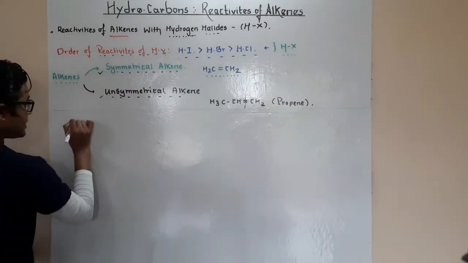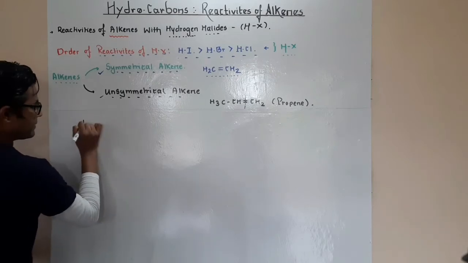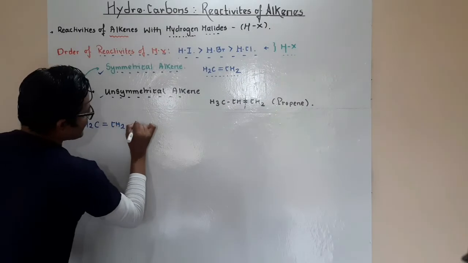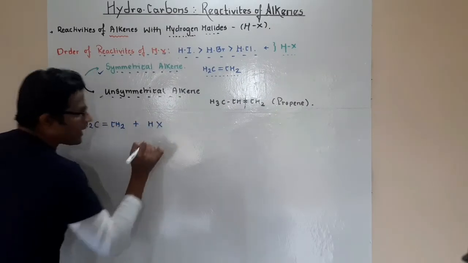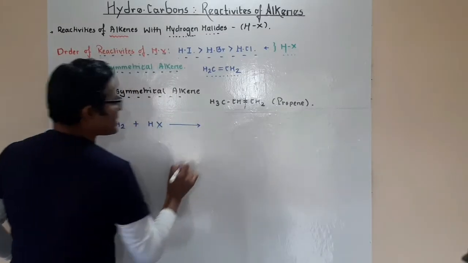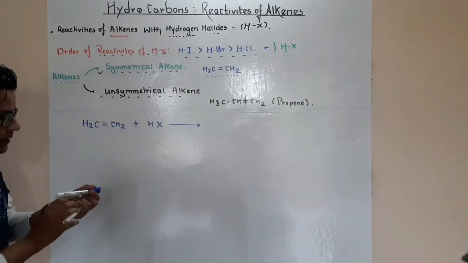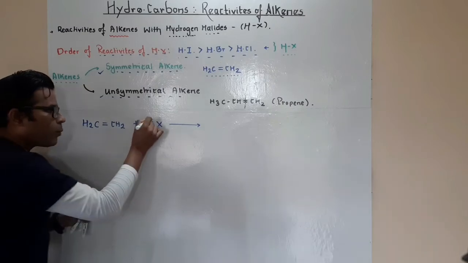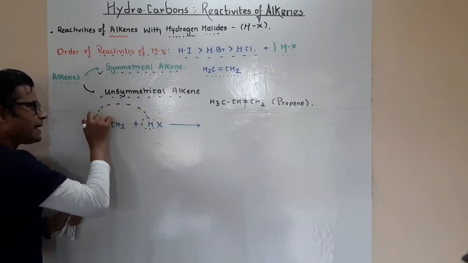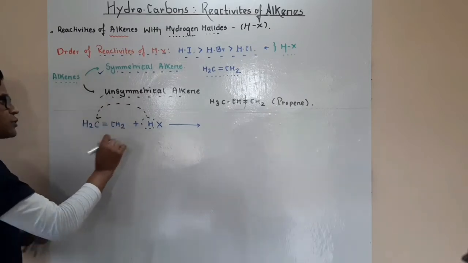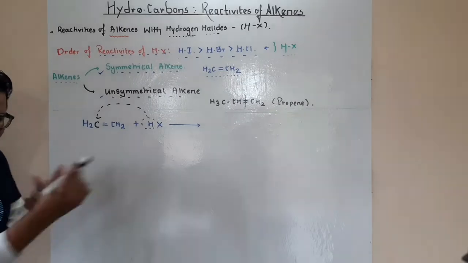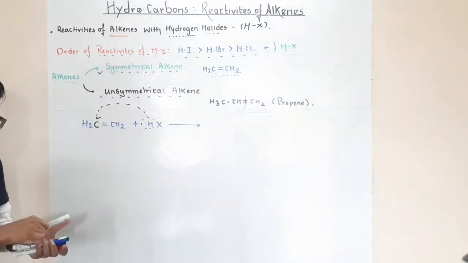So when we take a symmetrical alkene and add any of the hydrogen halides, what is going to happen? The hydrogen is going to add to one carbon of the carbon-carbon double bond. You can select any one of them.